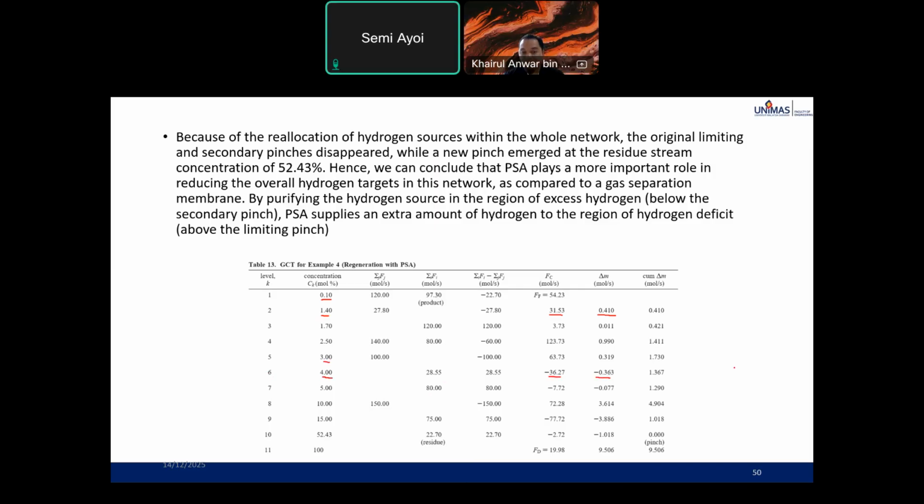Kenapa tak dapat? Dah bagi 100. Oh, bagi 100. Because this one is in percent. Oh, okay. Yeah, dah bagi 100. 1%. Okay, so bagi 100 lah. Lepas bagi 100 dapat lah. For water you don't have to divide by 100 because the way it's calculated is different. For gas, yes, you need to divide by 100. Oh, okay. Dapat lah.